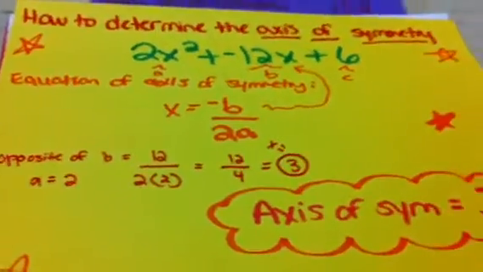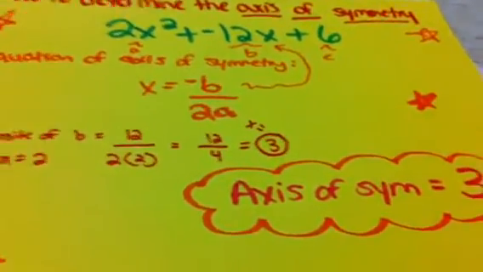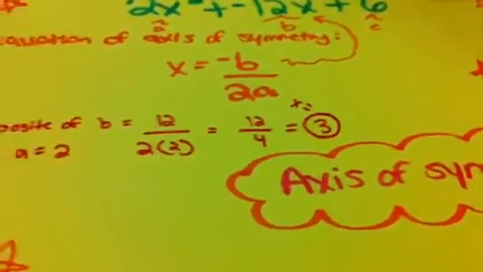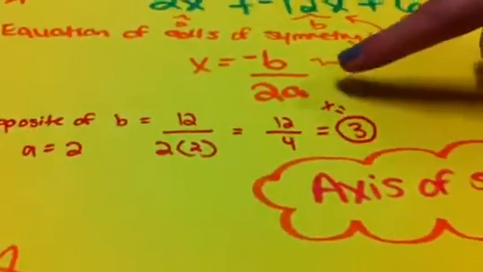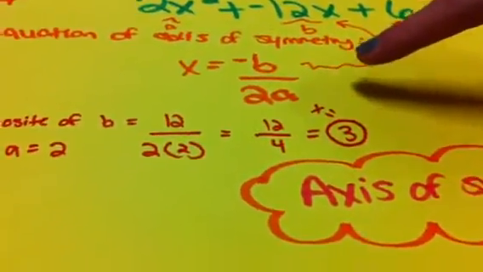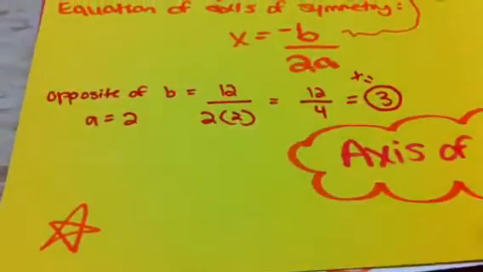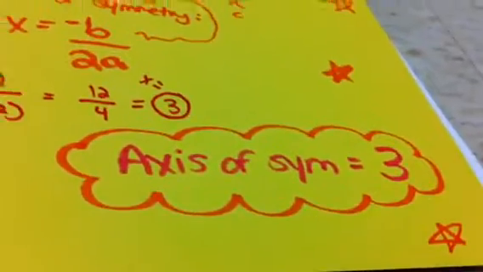How to determine the axis of symmetry. Again, here's our example problem with term A, B, and C. The equation of the axis of symmetry is x equals negative b over 2a. When we plug in our numbers from our equation above, we find that the axis of symmetry equals 3.